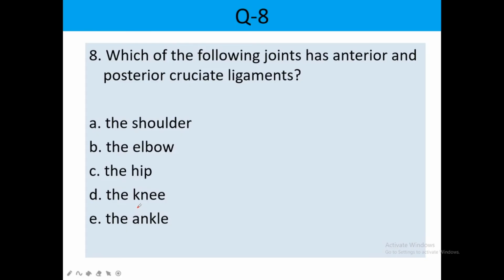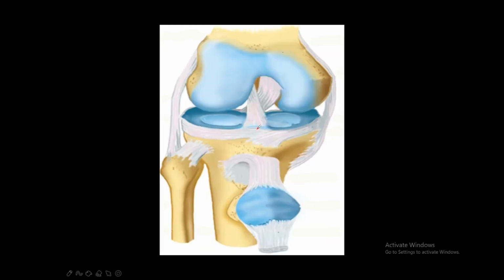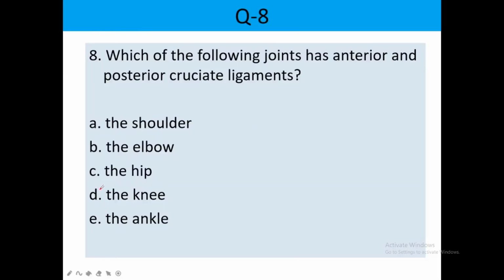Question number 8. Which of the following joints has anterior and posterior cruciate ligaments? Pay attention to that: anterior and posterior cruciate ligaments. Let's have a look at the picture. Here we have the joint with the anterior and the posterior cruciate ligaments. So this is the knee joint. We will choose D as the best answer.